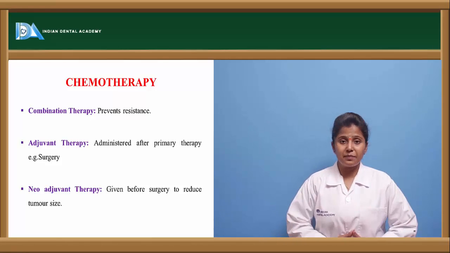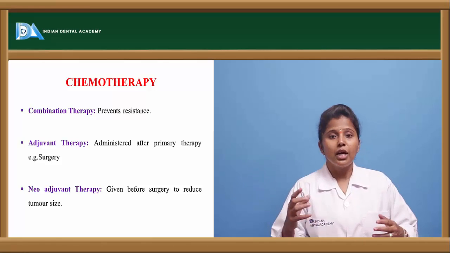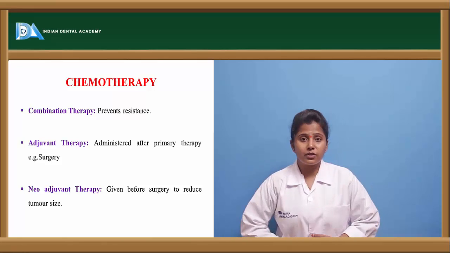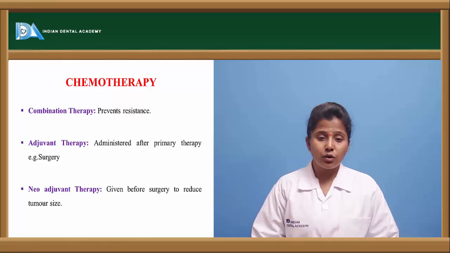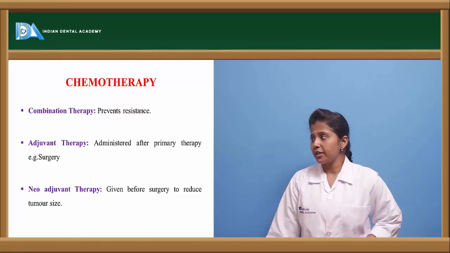And neoadjuvant therapy, in the sense, is given before the treatment. It is given before surgery in order to reduce the tumor size. If the tumor is big, it cannot be removed through surgery. So in order to reduce the size of the tumor, this neoadjuvant therapy is given in order to shrink the tumor and remove it by surgery.